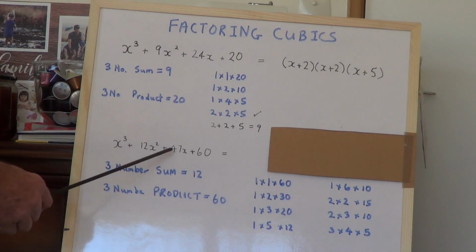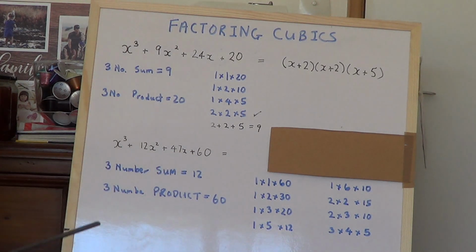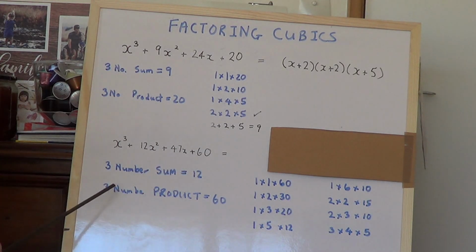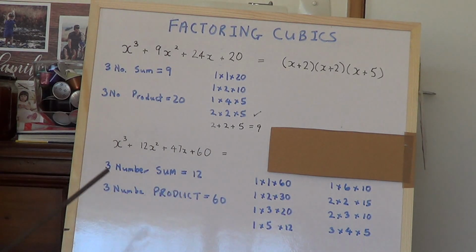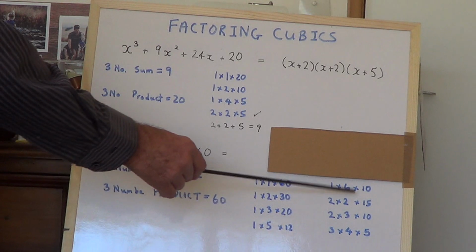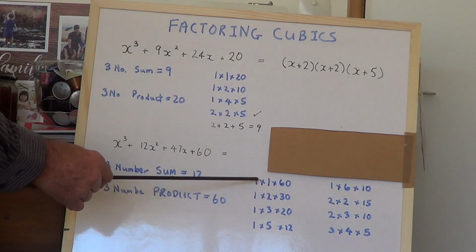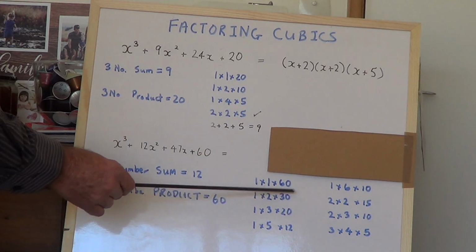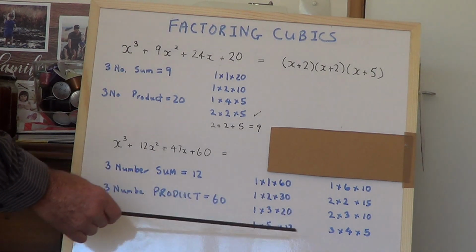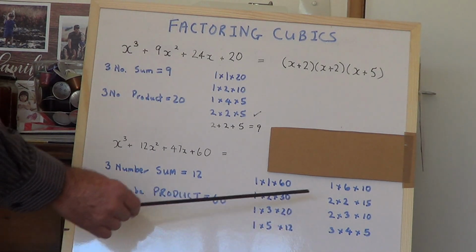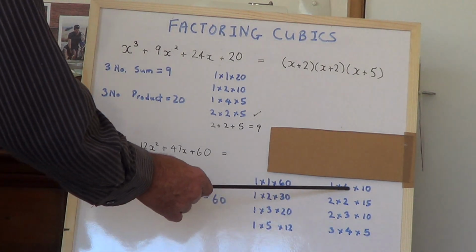Now we just do one more question, a little bit harder. x cubed plus 12x squared plus 47x plus 60. Looks terrible, doesn't it? Okay, 3-number sum is going to be 12. The 3-number product is 60. And I would suggest that you do it in order, because you can use these numbers down here to work those ones out. So it's 1 times 1 times 60, 1 times 2 times 30, 1 times 3 times 20, 1 times 5 times 12, and 1 times 6 times 10.